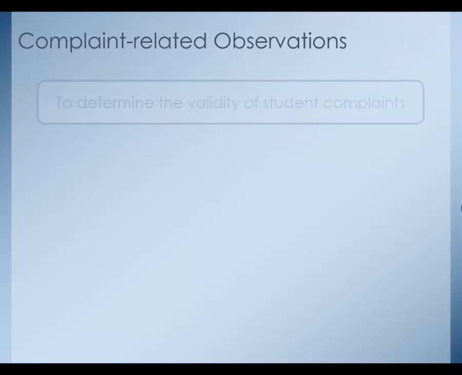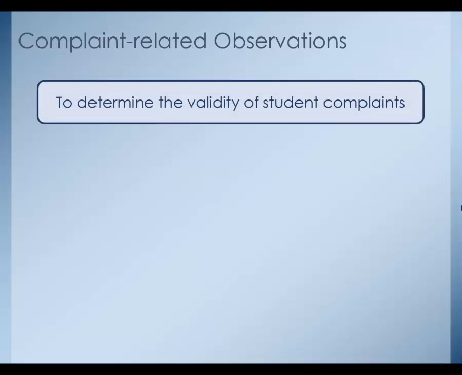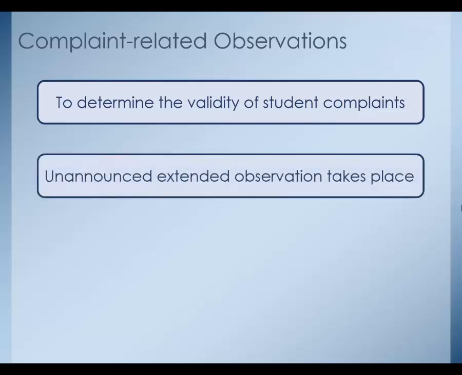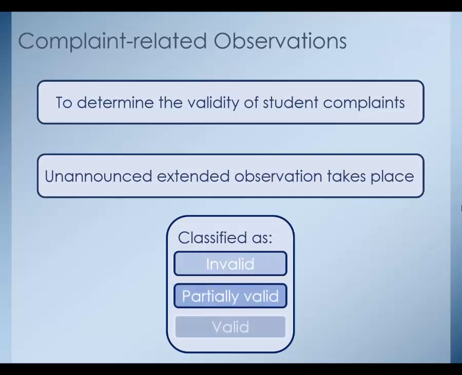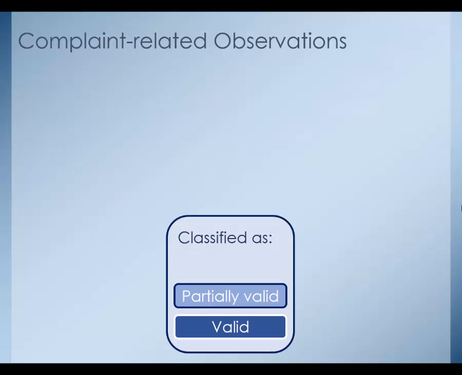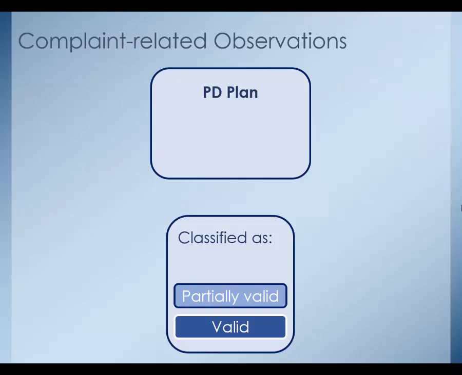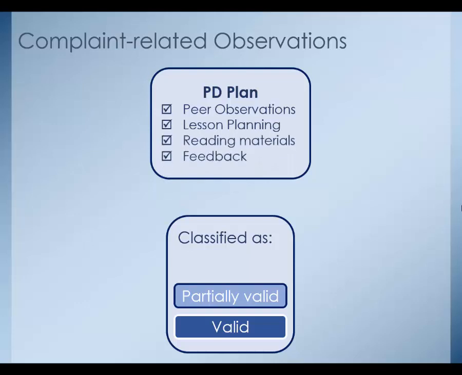These observations are done in order to determine the validity of these complaints, and as such, they take the form of unannounced extended observations. The resulting observation may be classified as invalid, partially valid, or valid. In the case of partially valid or valid complaints, teachers may be required to go on a PD plan, which is designed to support areas the teachers may be struggling with. The PD plan often entails peer observations, lesson planning, reading materials, and feedback from members of the PD team.